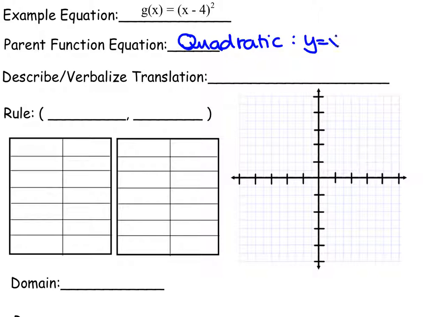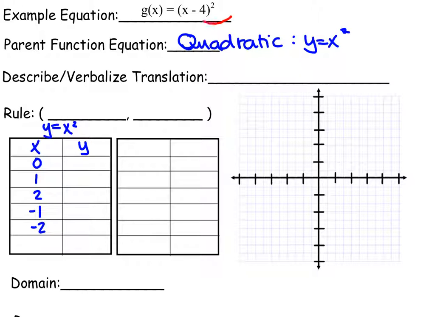The parent function equation is y equals x squared. So in our table down here, this will be our y equals x squared. X and y. We'll substitute 0, 1, 2, negative 1, negative 2. All right. Now let's figure out what is the transformation or transformations that exist in our function.